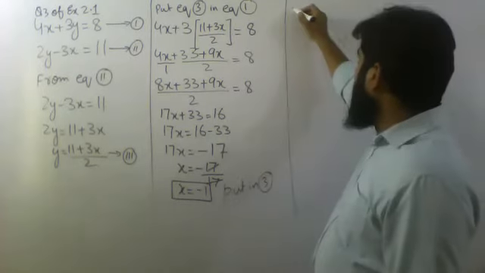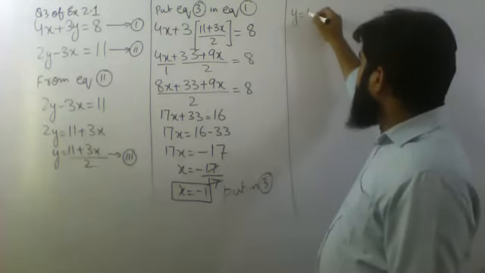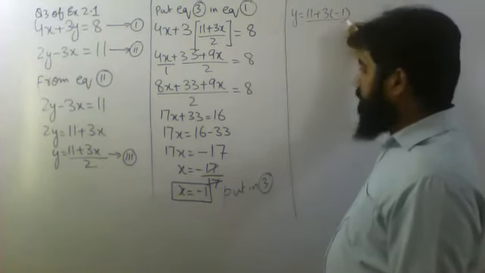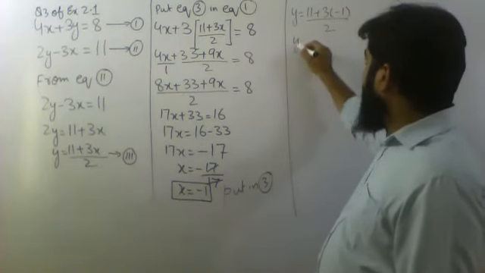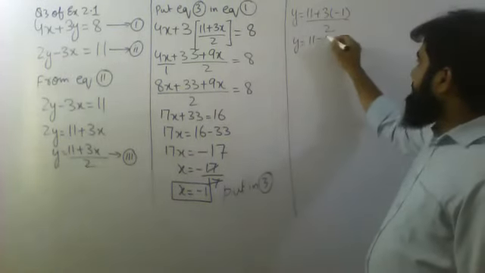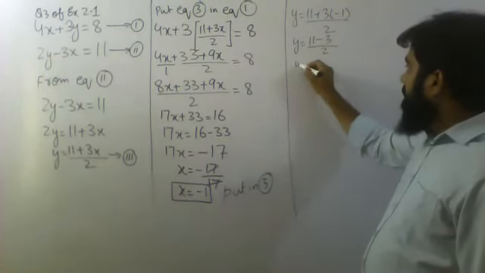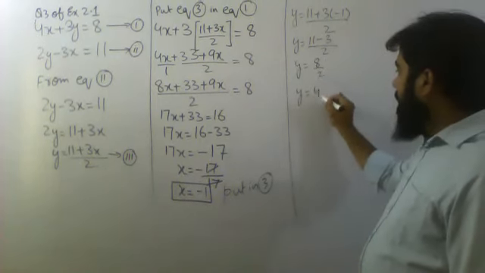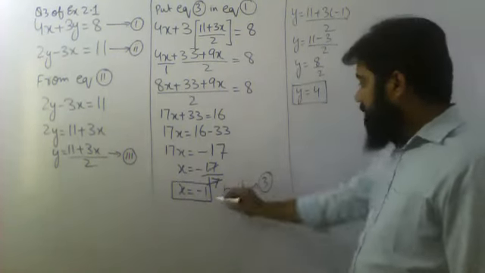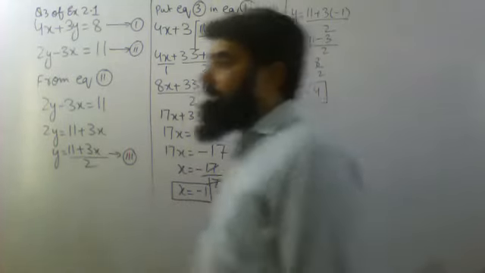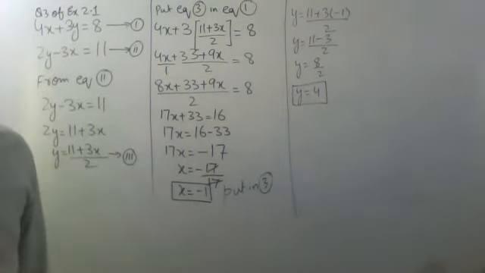Putting it over here, y equals to 11 plus 3 times minus 1 over 2. y equals to 11 plus minus 3 over 2. y equals to 8 over 2 and y equals to 4. This is going to be the final answer. x is coming minus 1 and y is coming 4 when we have solved it by substitution method.